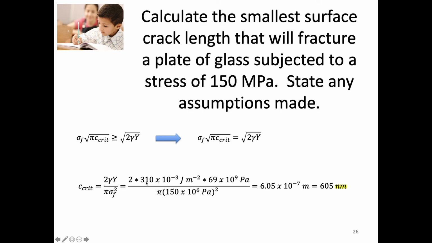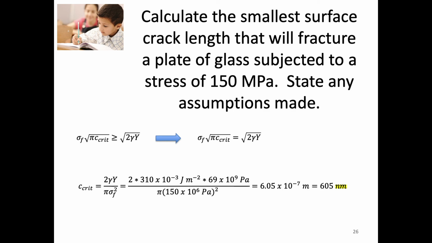So 2 times 310 times 10 to the minus 3 joules per meter squared. And then the elastic modulus again. And on the bottom here, I'm putting in the applied stress, so 150 megapascals, so 10 to the 6, and I'm going to square that. This should come out in meters, and I get 6.05 times 10 to the minus 7. And so that is 605 nanometers. So that is the size of flaw.